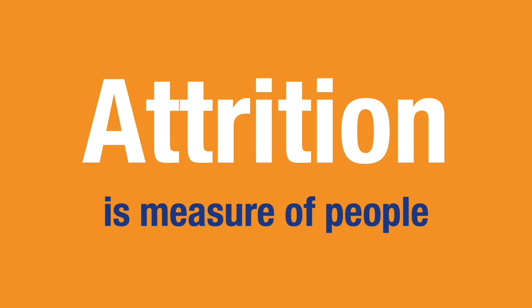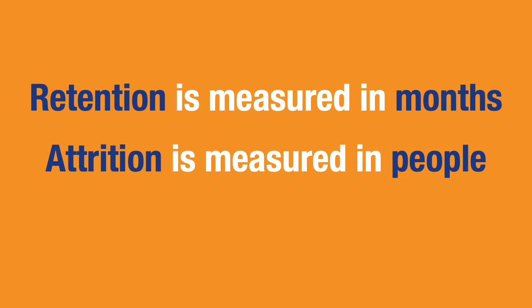So attrition is a measure of people. How many people have gone? So if retention is a measure in months and attrition is measured in people, you can see that retention is not the opposite of attrition, which is something I often hear people saying. I hear people standing on the stage and saying, we've measured our attrition and it's this percentage, and therefore our retention is the opposite to our attrition percentage. So if our attrition percentage is 30, they're suggesting their retention is 70.